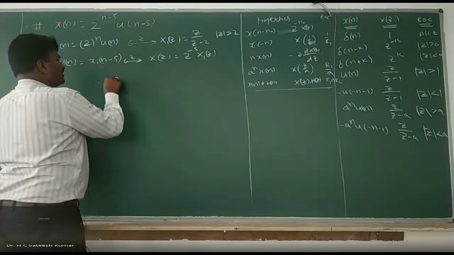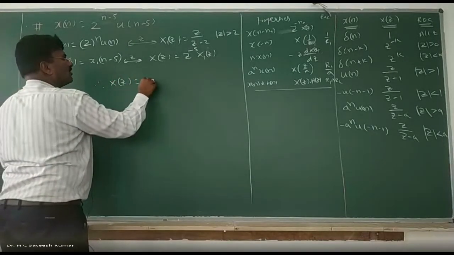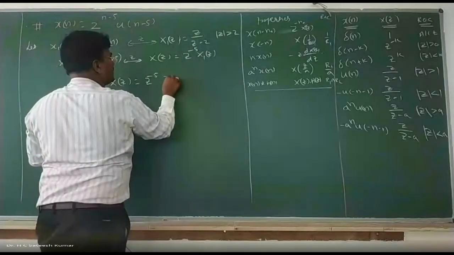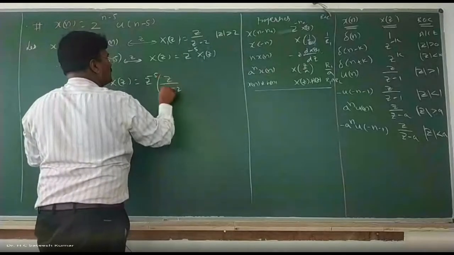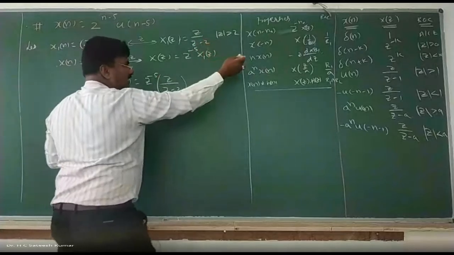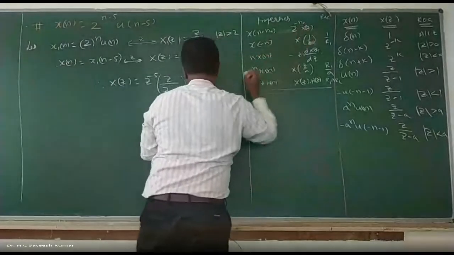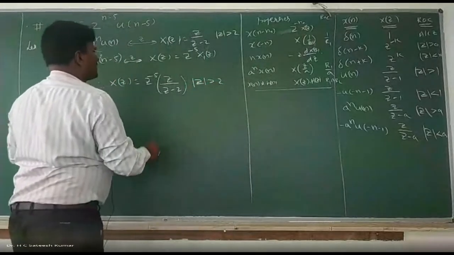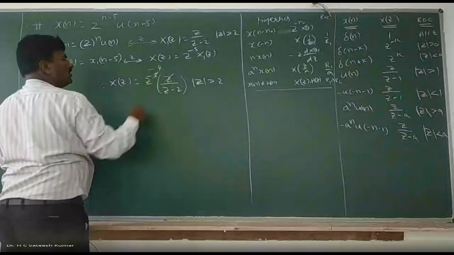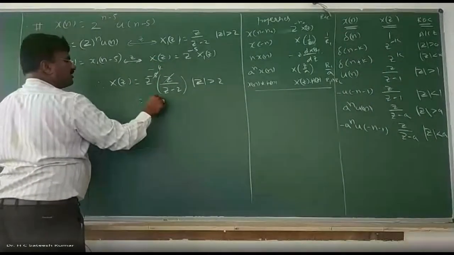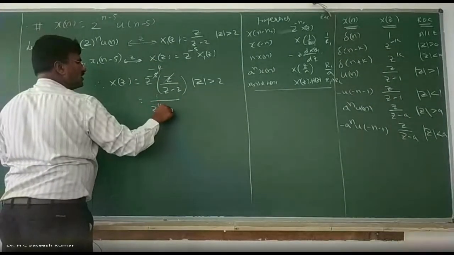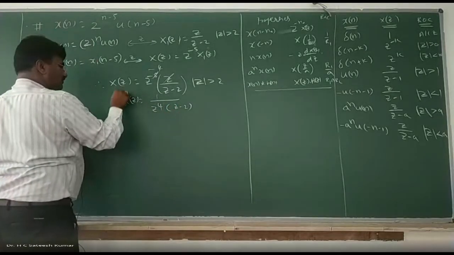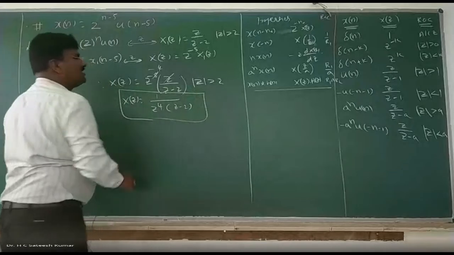Therefore, substitute that. X of z is equal to z to the power of minus 5 into x1 of z, and x1 of z is z divided by z minus 2, with the ROC remaining the same because the time shift property will not change the ROC. So mod z greater than 2. That's it. You can write this with z to the power of minus 4, taking z to the power of 4 in the denominator: 1 divided by z to the power of 4 into z minus 2 is the z transform.